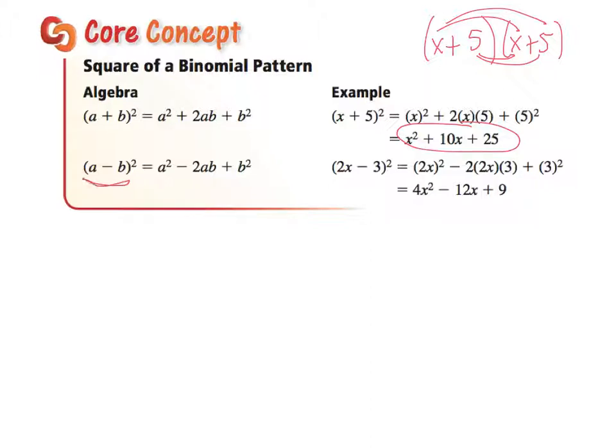The next one is exactly the same, except it's a minus b. So when you take a times the b and double it, it's just minus that. So here we would take 2x, we would square it. That gives me 4x squared. We take 3 squared to get 9. And then you take 3 times 2x, get 6x. Double it, gives us 12x. And it's minus 12x.